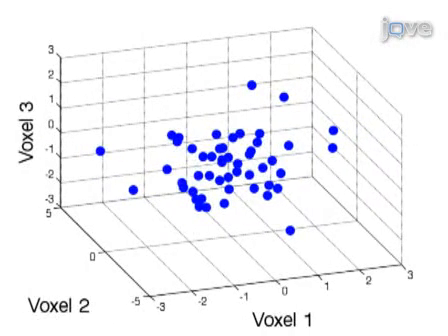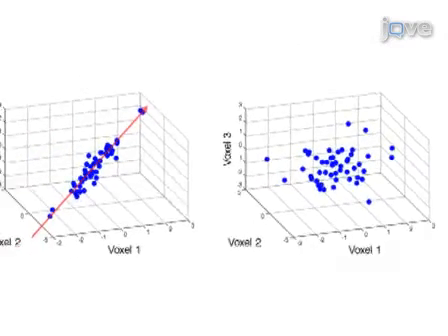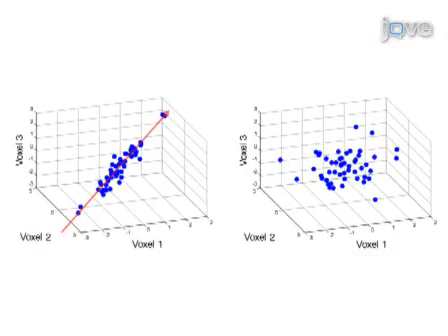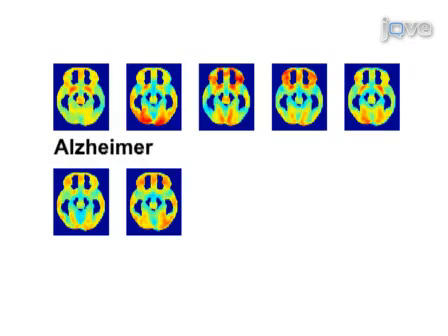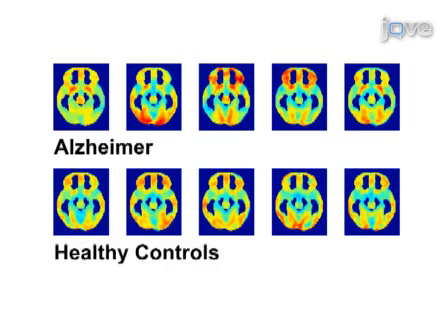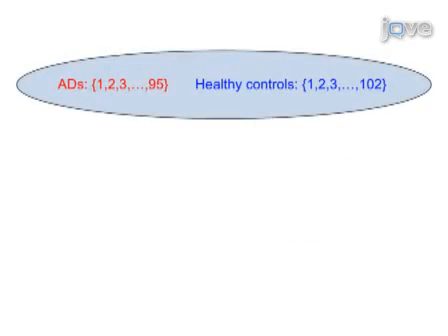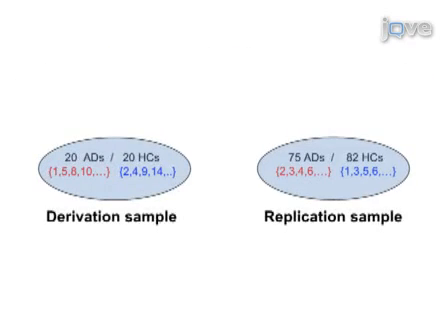Univariate analysis does not pay attention to the correlation between voxels. Both panels seen here would be treated in an identical manner by univariate analysis, whether there is correlation between the voxels or not. In this video, the analysis procedure for both univariate and multivariate analyses will be demonstrated on a clinical dataset containing FDG PET resting scans for 95 early Alzheimer's patients, or AD, and 102 age-matched controls. Of all the brain images, 20 were randomly picked of both patients and controls to be the derivation sample. The remaining 75 and 82 scans, respectively, constitute the replication sample. Now let's see how to apply both univariate and multivariate analyses to this dataset.